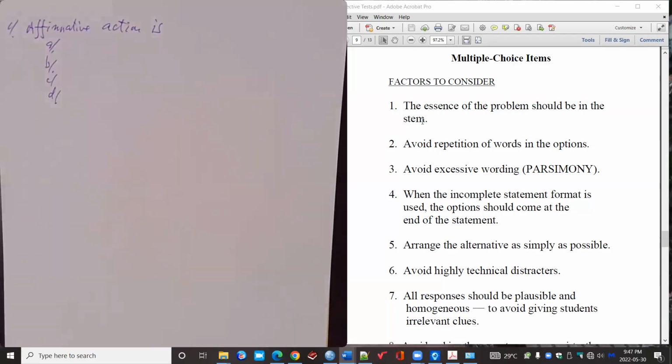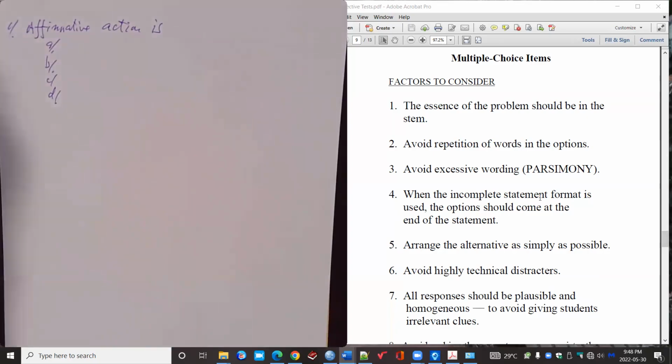All right. Now avoid repetition of words in the options. Okay, as this tends to increase reading time. If possible, move these repetitions to the stem. All right. So what I mean by that, I'll give you an example. Okay, I'll give you an example.